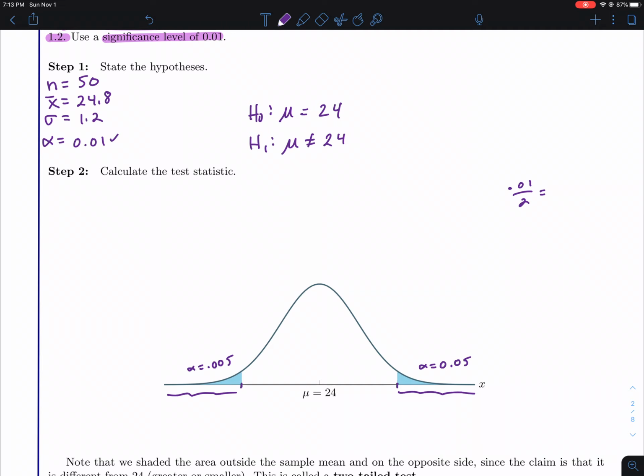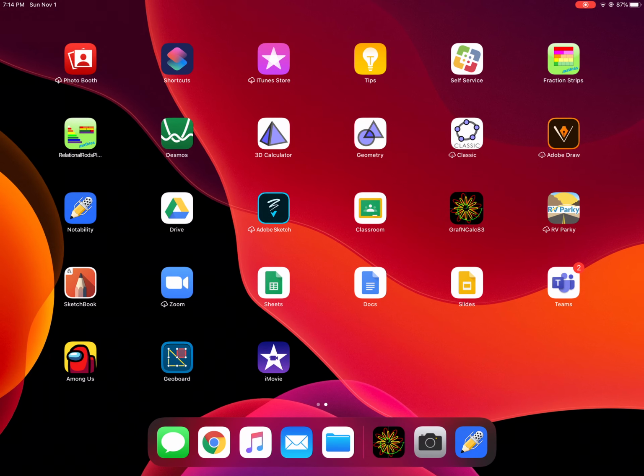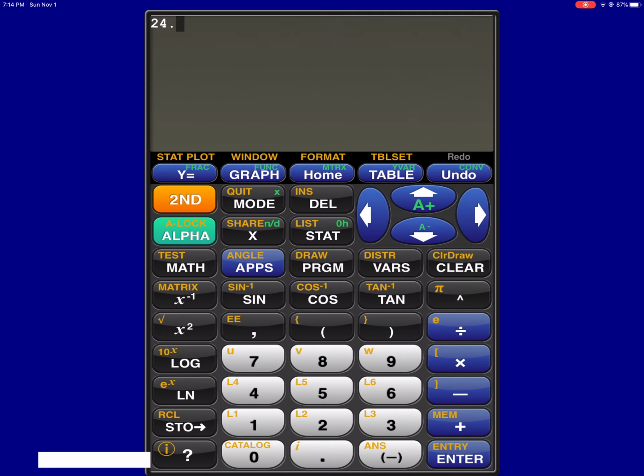All right, so let's look at our Z critical value here. Our Z is going to be our X bar minus our mu, divided by our sigma, all divided by the square root of n. Our X bar was 24.8, our regular mean is 24, our sigma is 1.2, divided by the square root of 50. Let's throw this in the calculator to see what value we get: 24.8 minus 24, divided by 1.2 divided by the square root of 50. This gives us a z-score of 4.71.